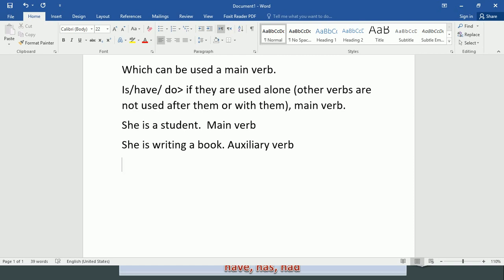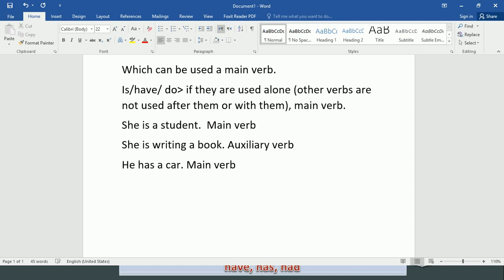Let's see have. He has a car. He has a car. A very simple sentence. After has, another verb has not come. So has itself is like a verb on its own. After has another verb is not used, so has is considered as a main verb. So here it's a main verb. Has a car. Got the point?